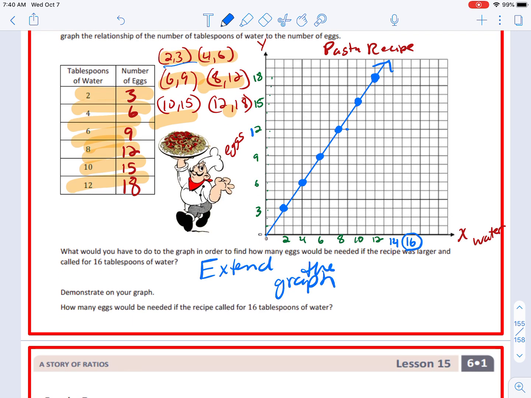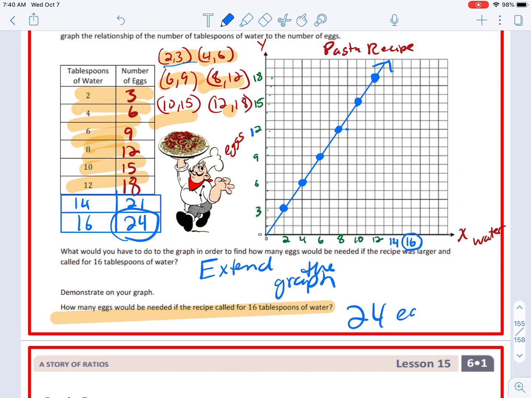Okay, how many eggs would be needed if the recipe called for 16 tablespoons of water? Well, I'm just going to add 2 more rows to my table. 14 to 21, 16 to 24. 24 is our answer. 24 eggs.